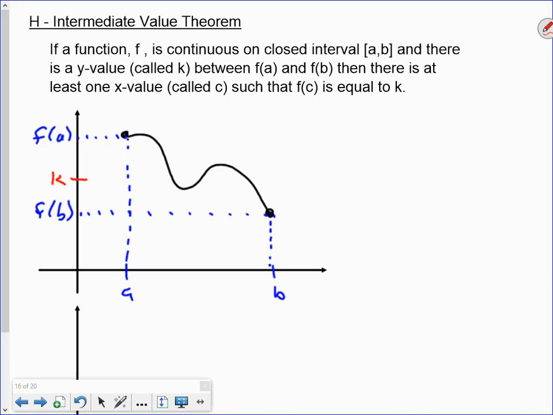The theorem says that there is at least one x value called c, such that f at c is equal to k. So a y value that's equal to k would be somewhere along this line. And what we can see is that there are three possible values for c. There is this point right here, where f at c is equal to k, or this point right here, where f at c is equal to k, and this point right here, where f at c is equal to k.